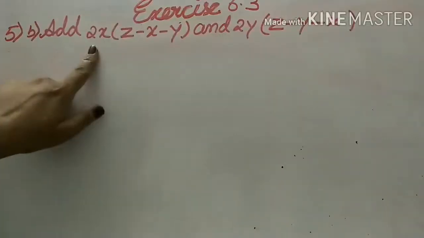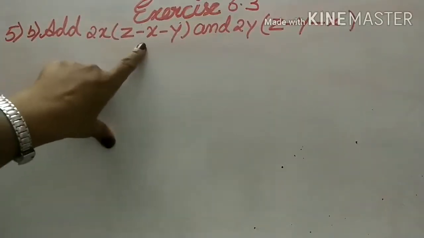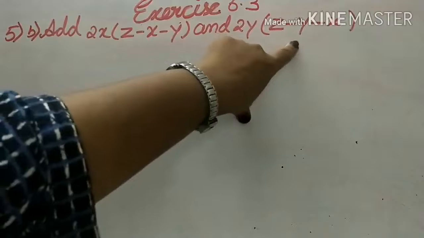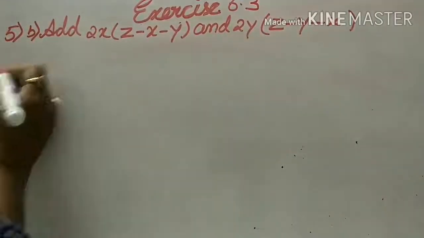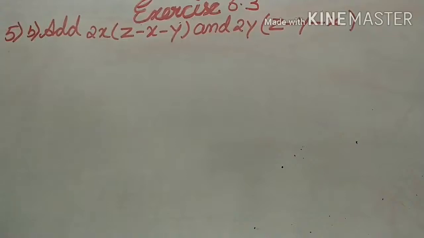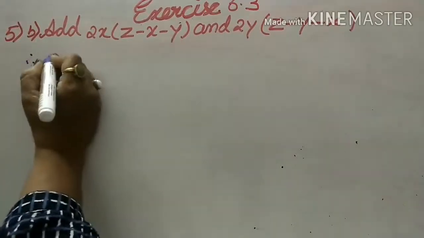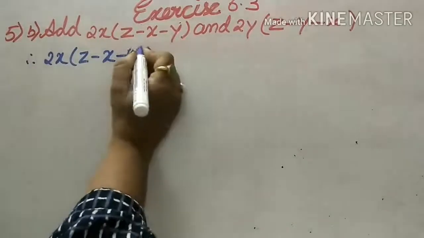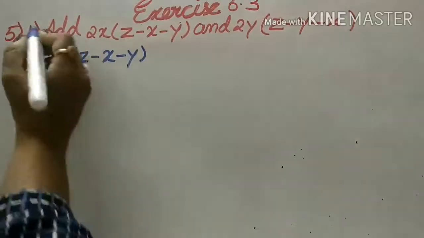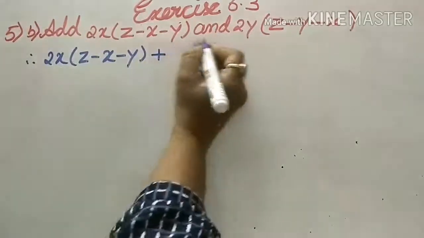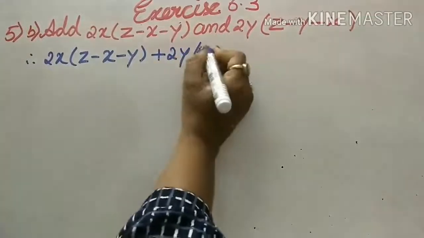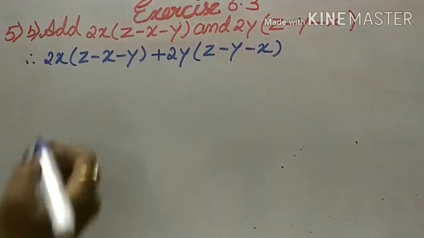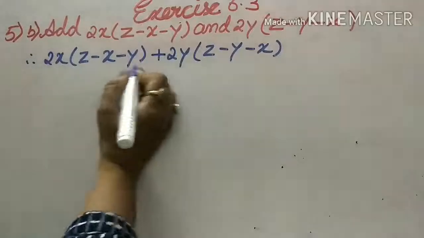Fifth one, B. Add 2x into bracket z minus x minus y and 2y into bracket z minus y minus x. Very easy. Therefore, 2x into bracket z minus x minus y, bracket completed, because we have to perform addition here, therefore plus sign. Next expression is 2y into bracket z minus y minus x. Next, what we have to do? We have to multiply this 2x to this whole bracket.